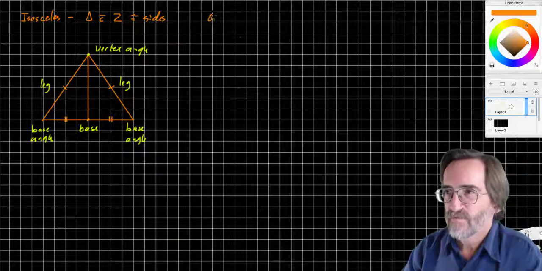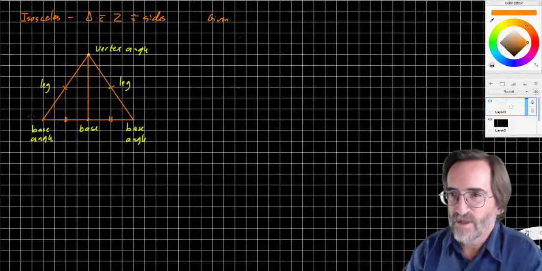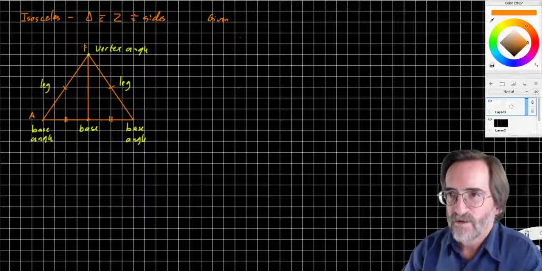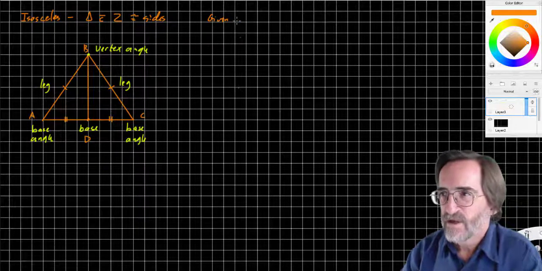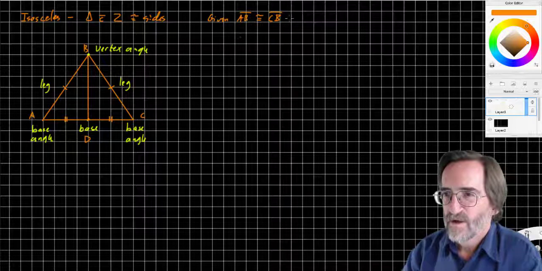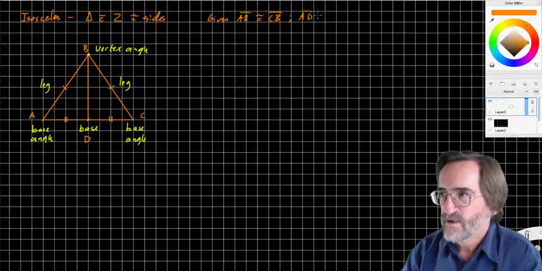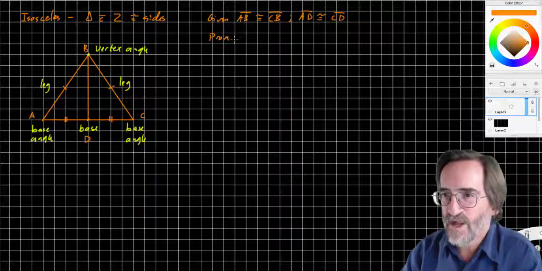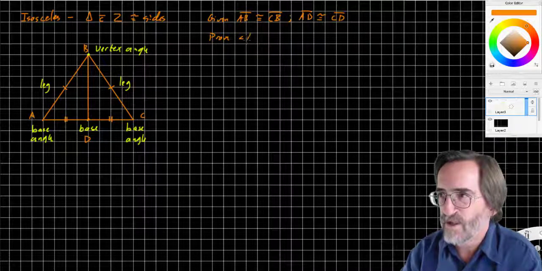Given, let's label some points here, A, B, C, and D. Given AB is congruent to CB, and given AD is congruent to segment CD. Prove, and here's what I'm going to prove: the base angles are congruent. Angle A is congruent to angle C.